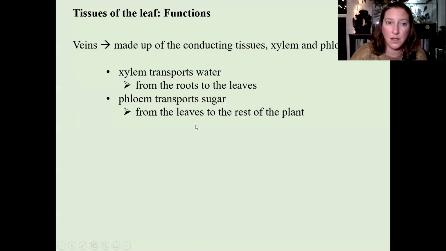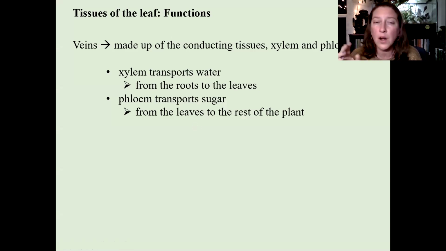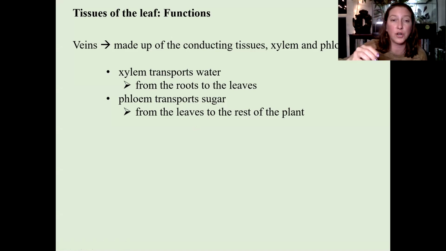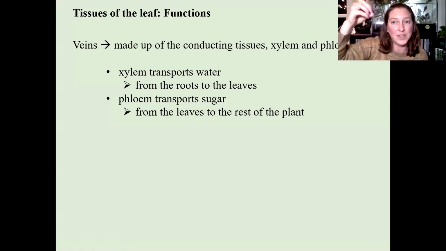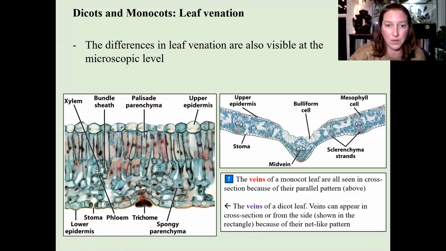Okay, I think, right. We already know this. We already know in the leaf there are veins, and in those veins are xylem and phloem. And we already know that the xylem transports water, and we already know that the phloem transports sugar. And we already know that the water goes from the roots to the leaves, and the phloem, or the sugar, goes from the leaves where it's made to the roots, right, and the rest of the plant.